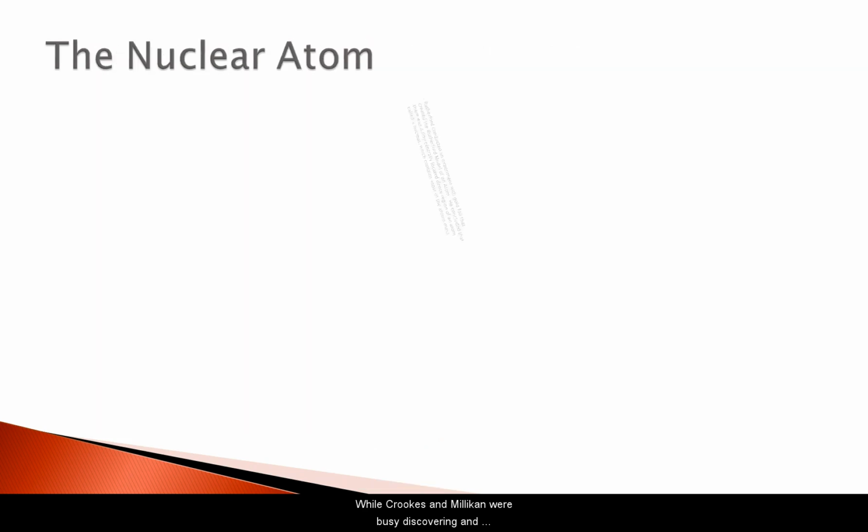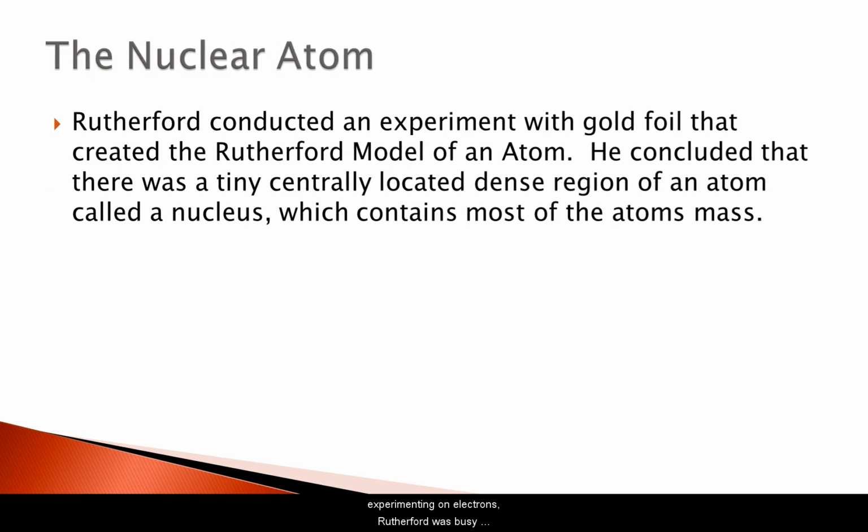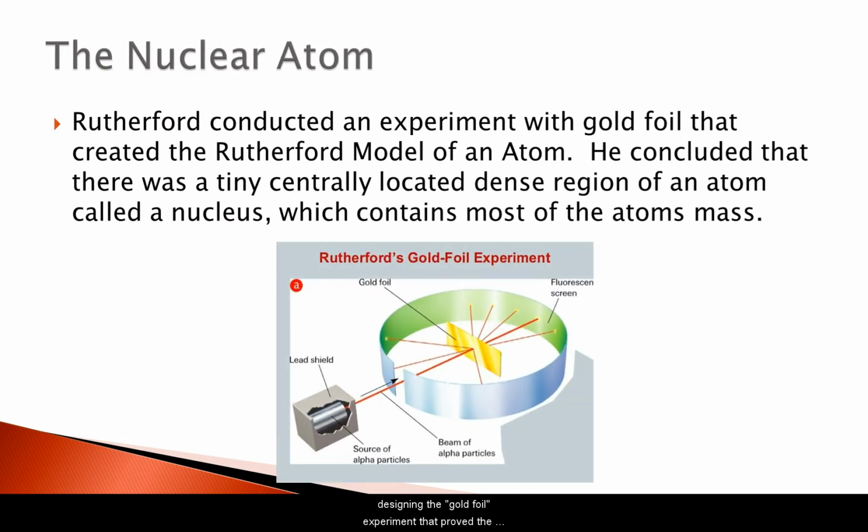While Crookes and Millikan were busy discovering and experimenting on electrons, Rutherford was busy designing the gold foil experiment that proved the existence of the nucleus. He aimed an alpha particle generator at the gold foil, in which he shot alpha particles. He expected them to be evenly deflected, but found the majority passed through undeflected, but some were deflected at some almost 180-degree angles. This proved to him that instead of the model that had the positive particles evenly throughout the atom, there were large areas of low-mass electrons surrounded by a very dense positive center.